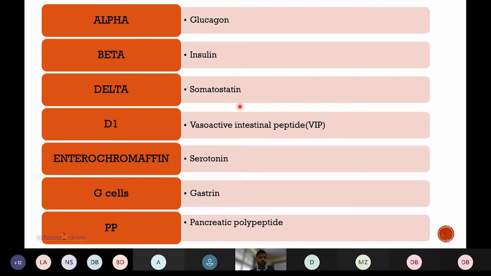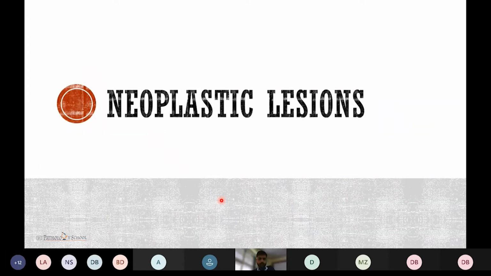So the function of the hormones is very important to know about the disease. Glucagon basically increases the blood sugar level, while insulin causes hypoglycemia in case of tumors where there is excess production of these hormones. And somatostatin inhibits both insulin and glucagon. Vasoactive intestinal peptide causes increased GI fluid secretion, which can lead to diarrhea and various other symptoms. Then serotonin is there, gastrin is there. In gastrinomas, you can see excess gastric acid production. And then there are pancreatic polypeptides.